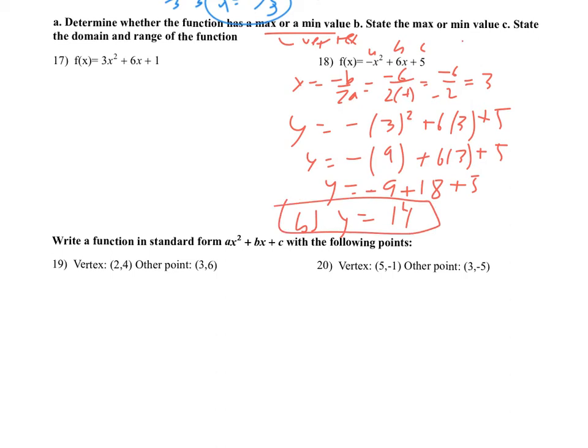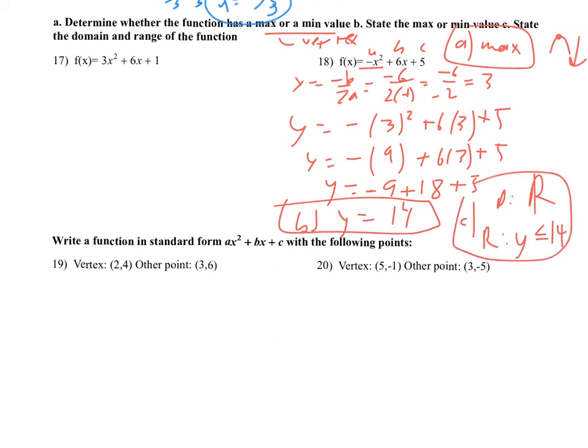Oh, I didn't answer part A yet, but I actually know that this is a max because a is negative. That means it's an upside down parabola, and its vertex is the highest point. So then for part C, the domain and range. The domain is always all real numbers, which you can use that symbol or write it out. And then the range, I'm going to say y. It's related to the vertex, so it's something with y and 14. I notice here on the parabola that all the y values are less than or equal to 14, so I'm going to go with that.